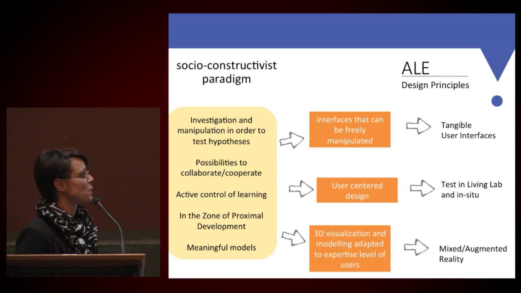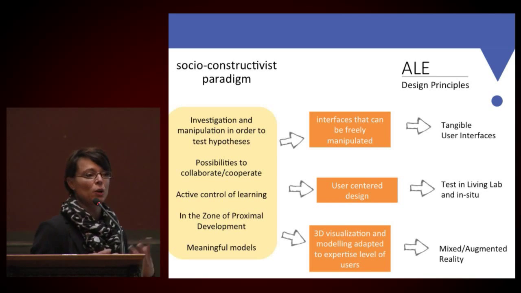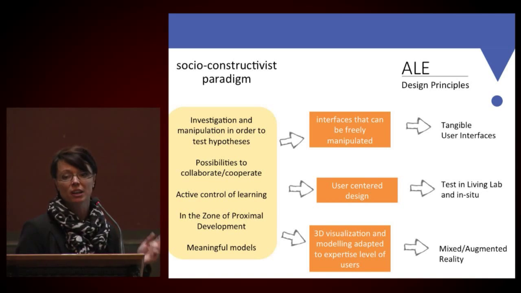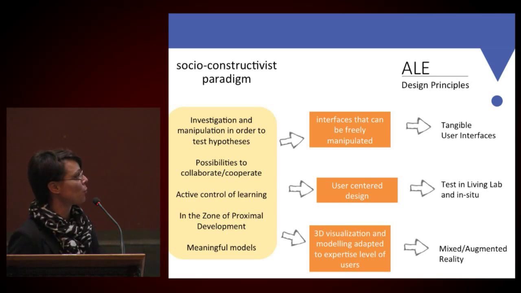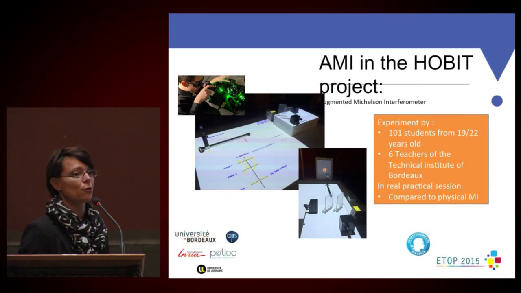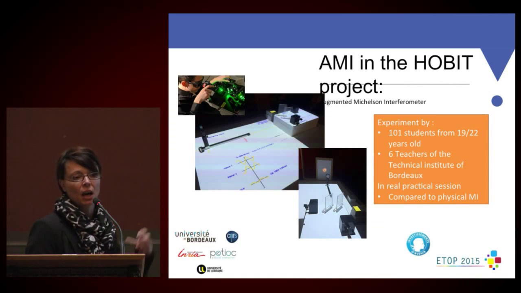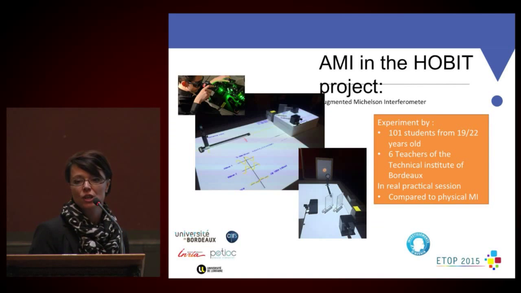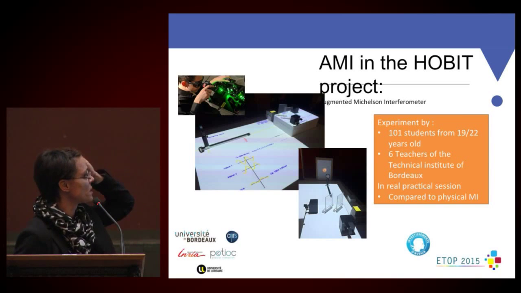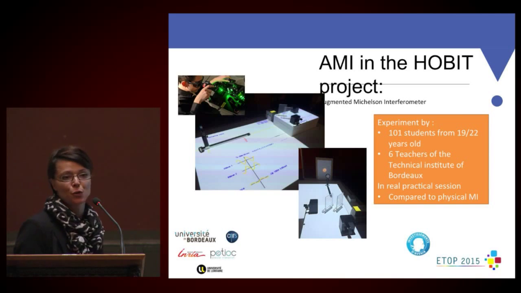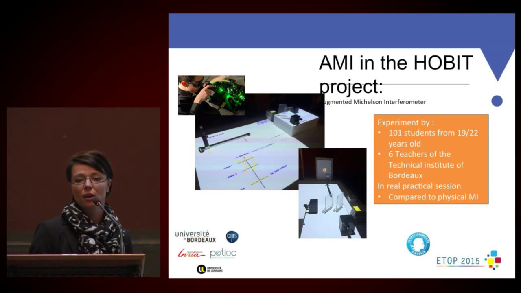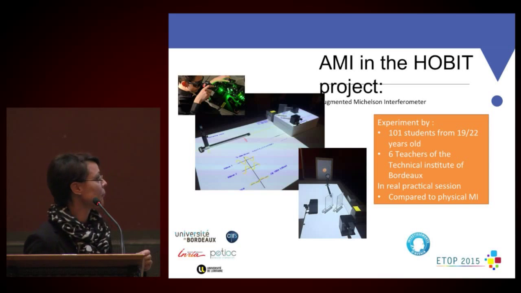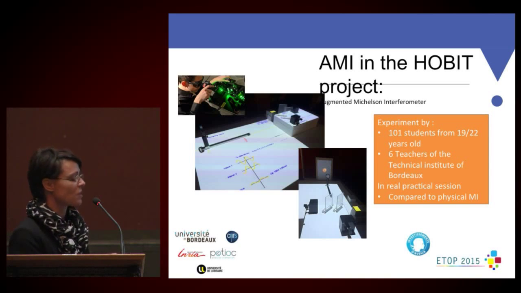And when you design something user-centered, we test all the models that we construct in the living lab and in situ directly in the classroom to verify that it's efficient. I'll show you some examples. The first prototype here is to learn optics and photonics. It's for higher pedagogy, and we are now testing this. I don't know if you know that. It's a Michelson interferometer. It's to learn about the wave behavior of light. We are just now starting the test.